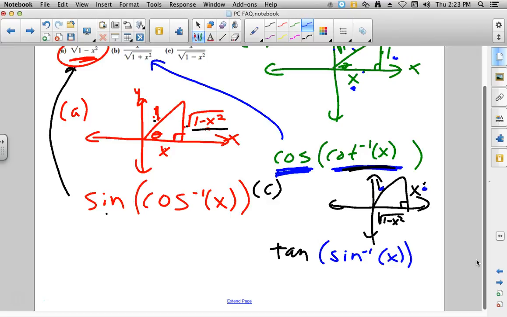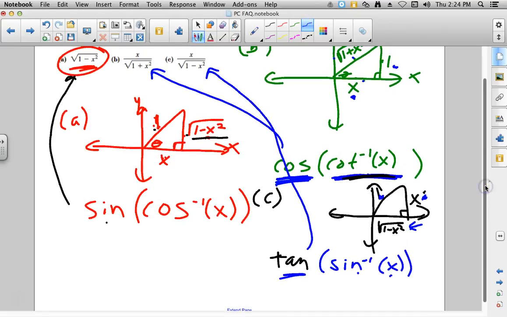The tangent of the inverse sine of x. Again, you can check it forwards and say, okay, I need the sine to be x, opposite over hypotenuse. If we did the Pythagorean theorem to figure out what this side is, we would get 1 minus the x squared, the square root of all of that. And then tangent, well, tangent is going to be opposite over adjacent. So opposite x over the square root of 1 minus x squared. And that is exactly what they wanted us to find.